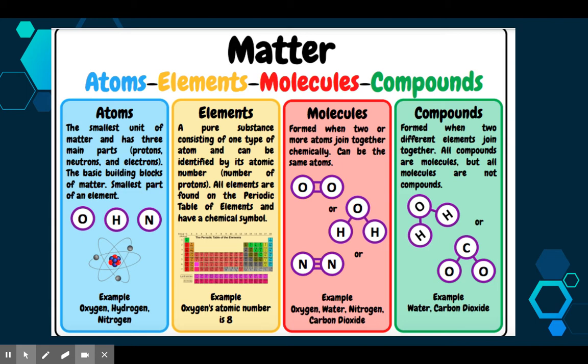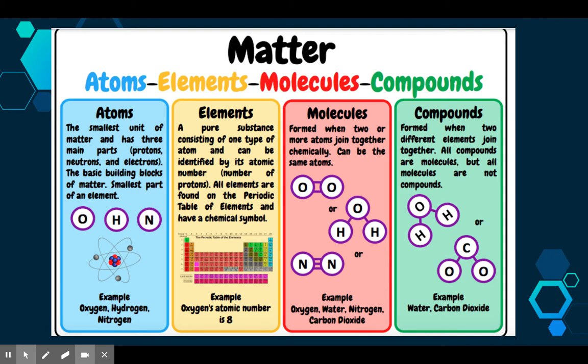Matter is made of atoms. Think of atoms like the building blocks of all things, like little Lego pieces almost. Those combine together to form different molecules and compounds. An element is a pure substance. So an element is just one type of atom, I guess you could say.